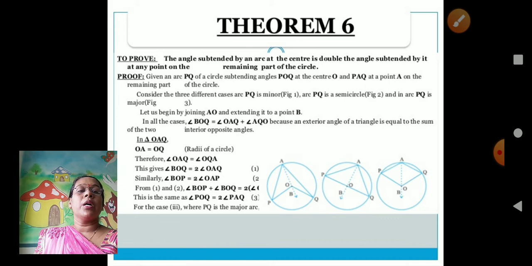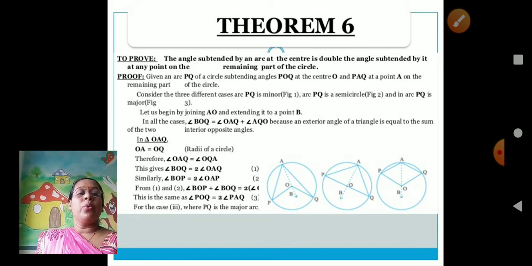Means see the figure, first figure, angle POQ is the angle subtended at the center of the circle, and PAQ is the angle subtended by the chord on the circle. A is a point on the circle, O is the center of the circle, then the relation between both the angles is angle POQ is equal to twice the angle PAQ in any situation. All these 3 are the possibilities, but in all 3 possibilities the relation is the same. The angle formed at the center is double the angle formed on the circle. It is the most important theorem and property of the circle.